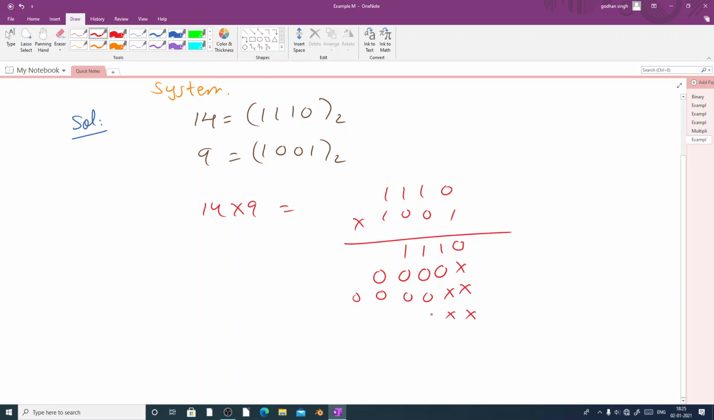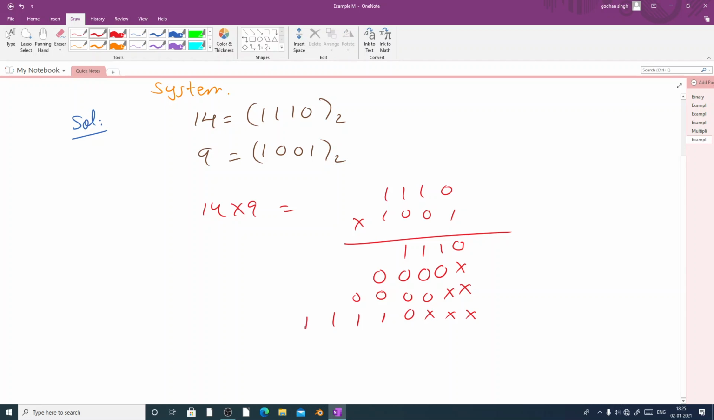Now we'll go to the fourth row. In the fourth row we'll put first 3 crosses. Now we'll start with 1. 1 into 0 is 0. 1 into 1 is 1, 1 into 1 is 1, and 1 into 1 is 1. So just write that.